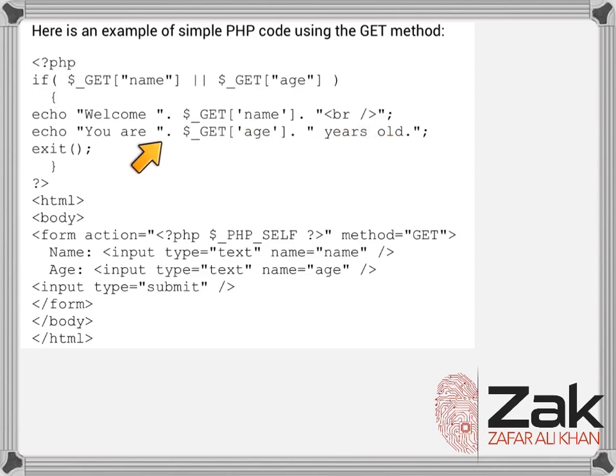You need to understand that these dots are actually concatenation signs. So let's say the name is Zafar and the age is 30, then it would say welcome Zafar, you are 30 years old. You need to remember these are text strings and these are concatenation signs, and then it will exit the code.